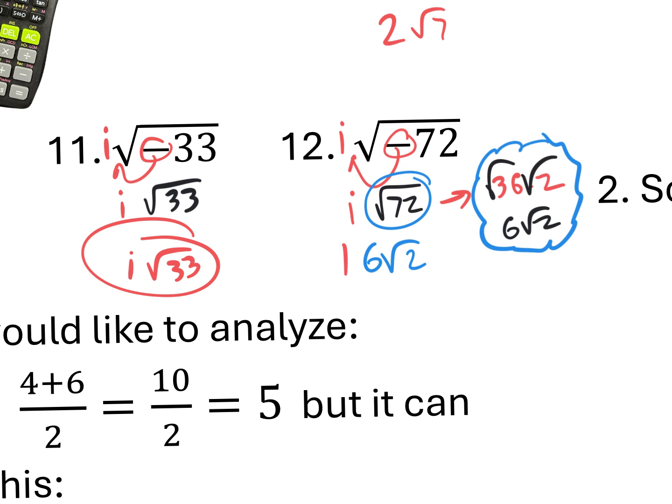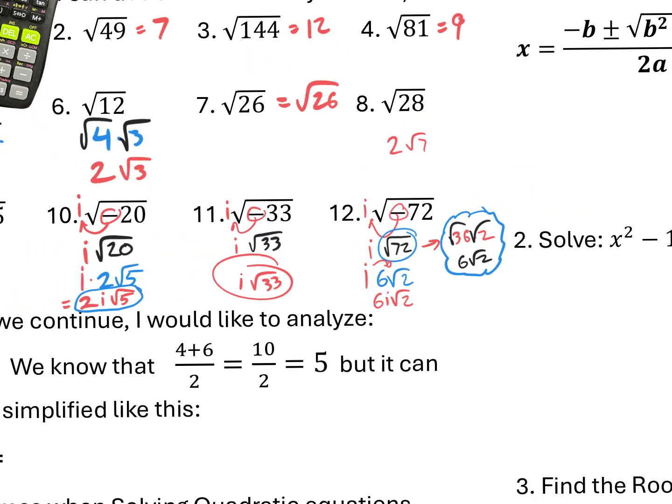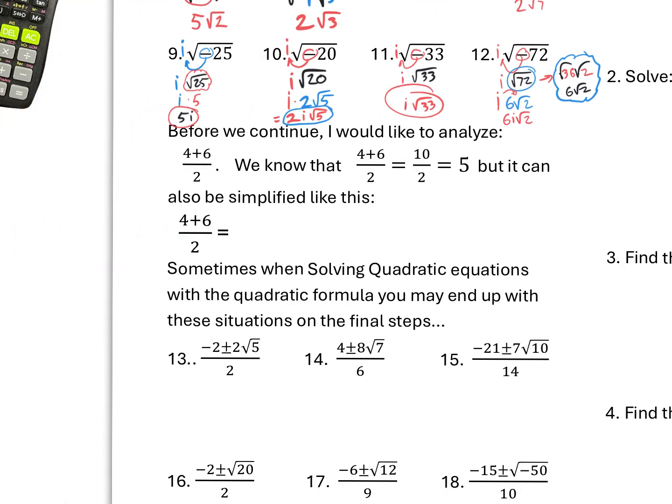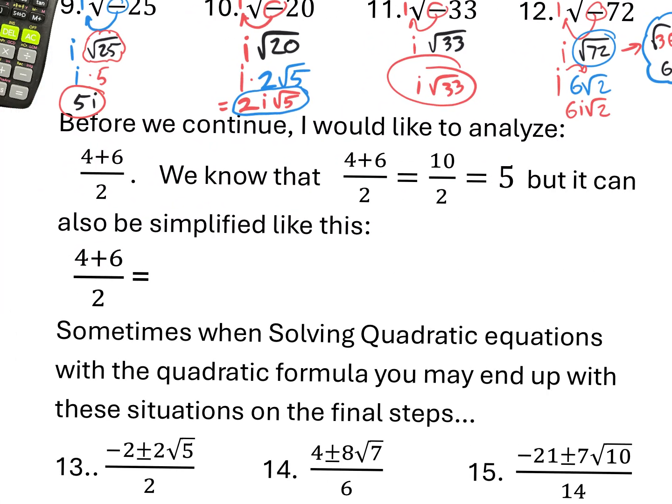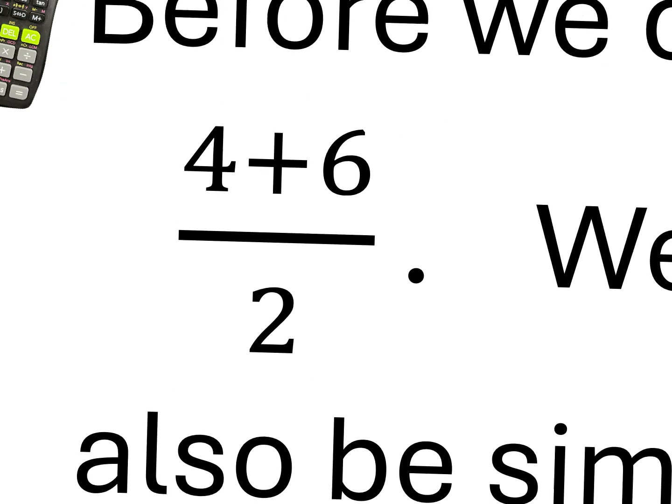What about the i? The i comes down, so you're going to simply place that i in between the 6 and the square root. So you're going to have 6i square root of 2, and that is your answer. I hope all of this makes sense. We are now able to move on, but before we continue, I'd like to analyze this math problem.